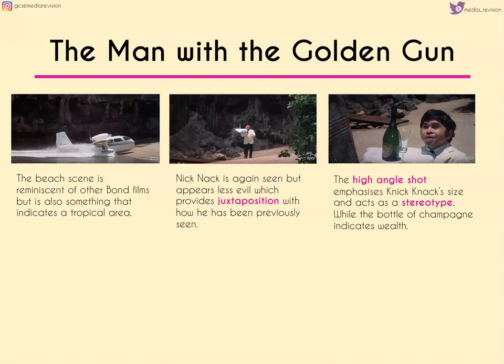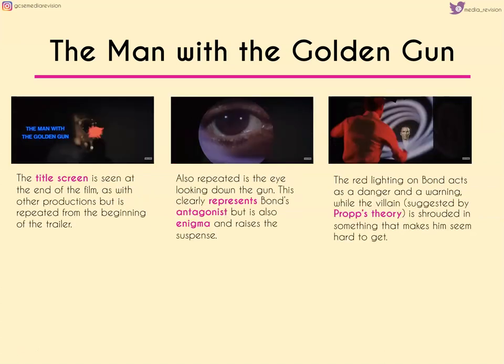We get Nick Nack again, but here he seems less evil, which again provides juxtaposition with how he's been seen previously. We get a high angle shot which emphasises his size and acts as a stereotype, while the bottle of champagne indicates his level of wealth and Bond's level of wealth as well.